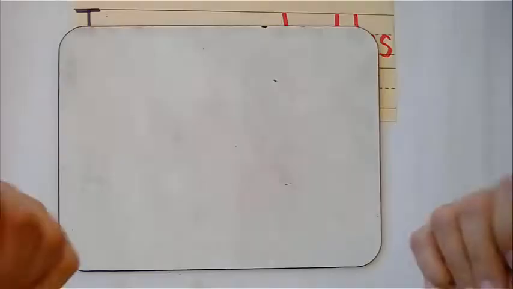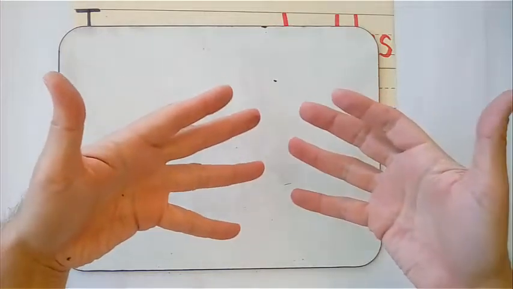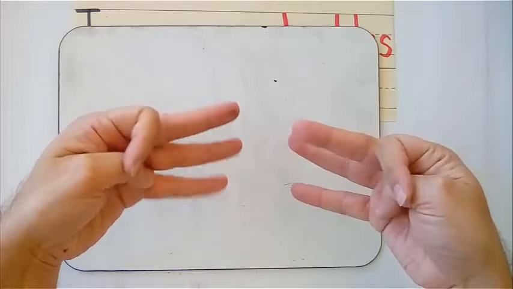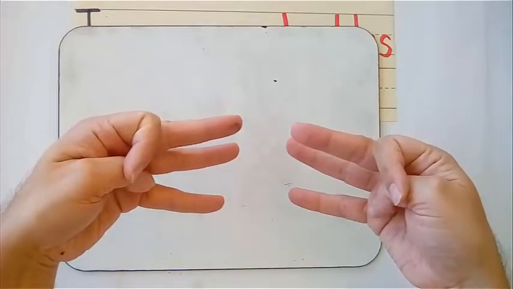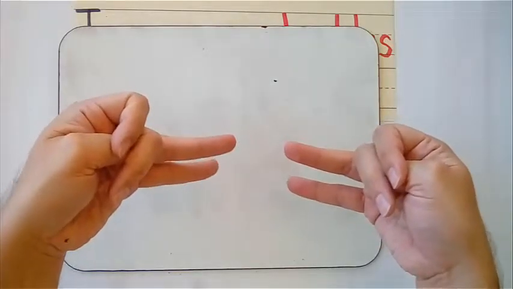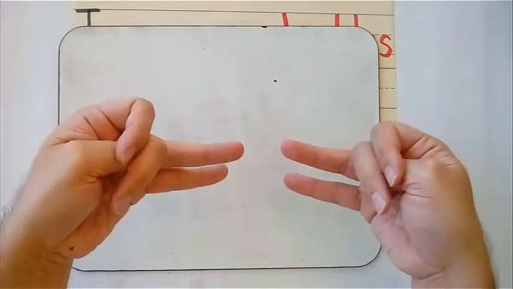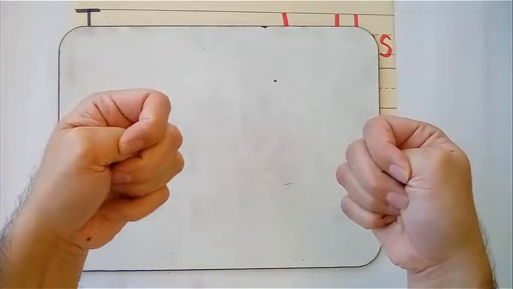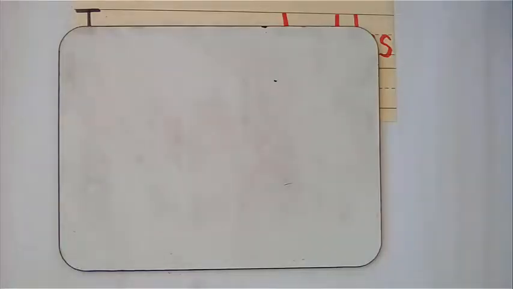Let's do it backwards. 5 plus 5 is 10. 4 plus 4 is 8. 3 plus 3 is 6. 2 plus 2 is 4. 1 plus 1 is 2. 0 plus 0 is 0. So that's one way that you can remember some add-ins.